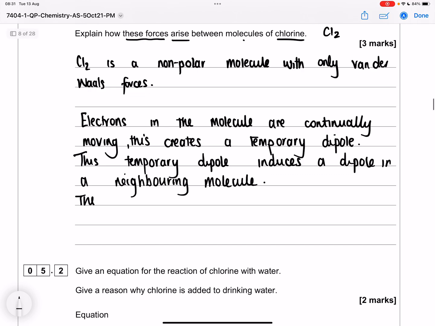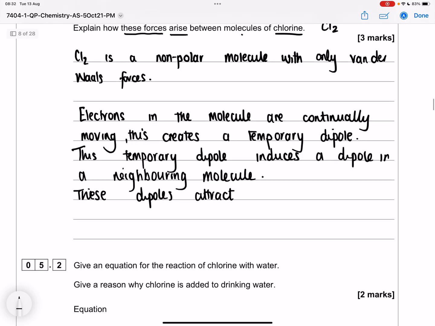And then these dipoles attract, and that's the van der Waals force.